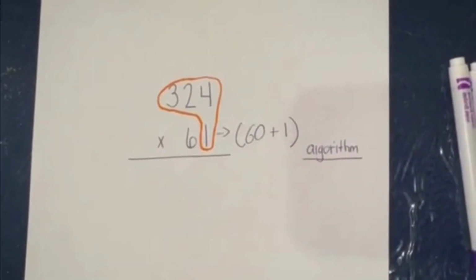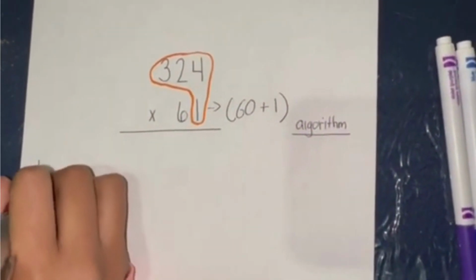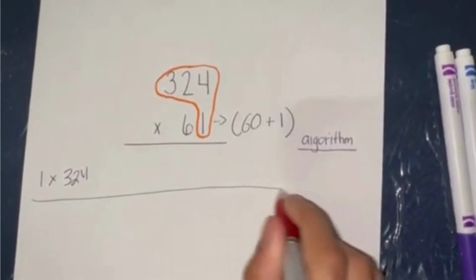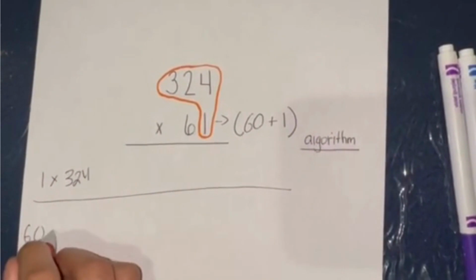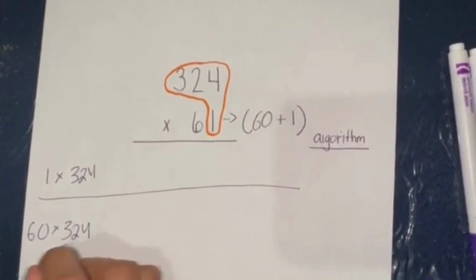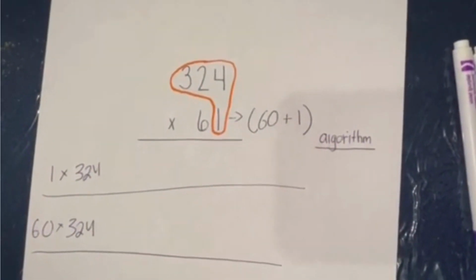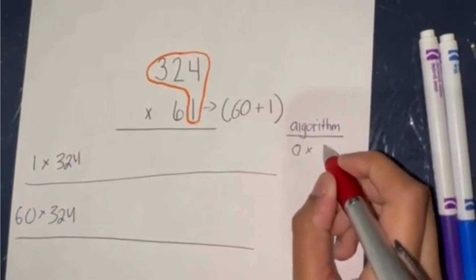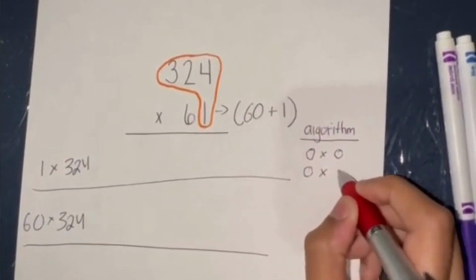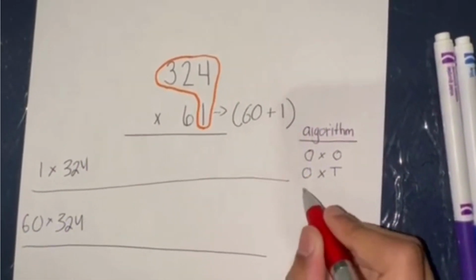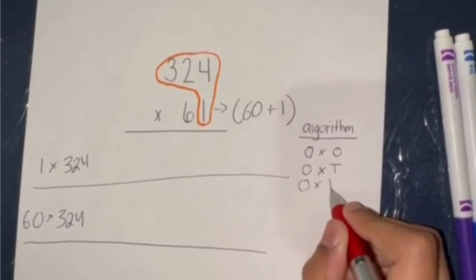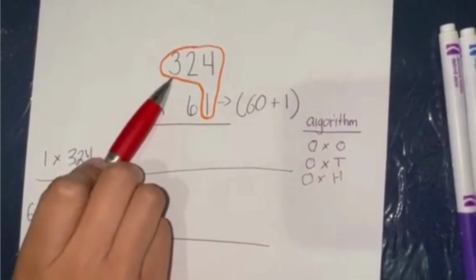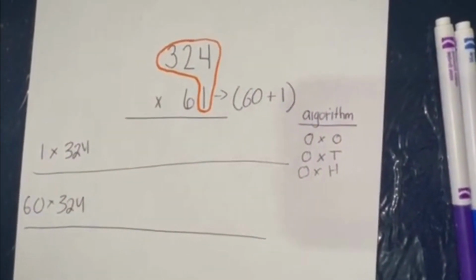Let's write that down in our rows. Our first row is going to be 1 times 324. And our second row is going to be 60 times 324. Let's write our algorithm. We're going to start off with ones times the ones, ones times the tens, and don't forget ones times the hundreds this time, because the 3 in 324 is in the hundreds place.